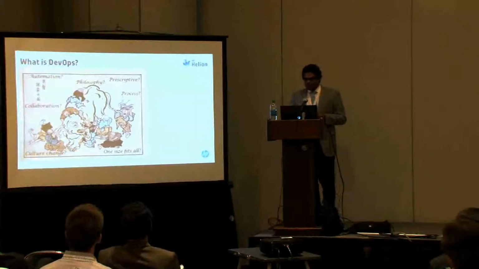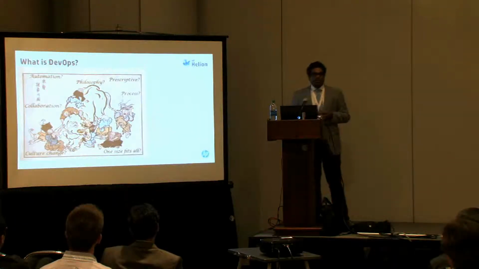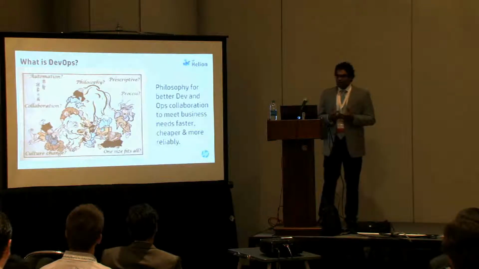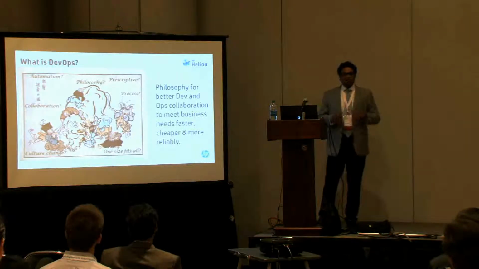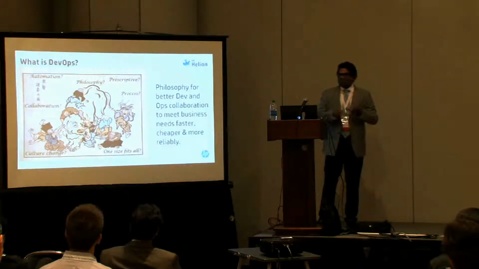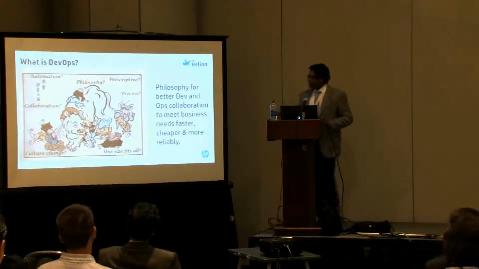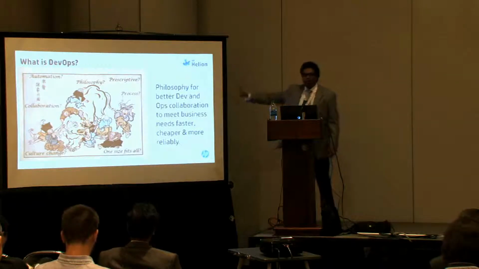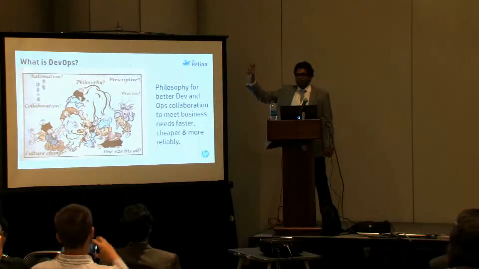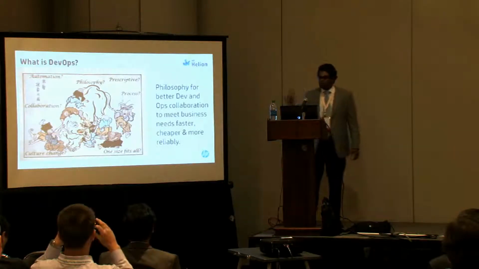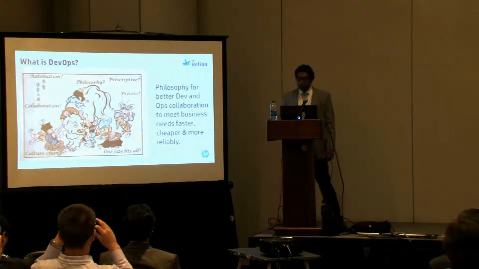And so the short answer is ultimately it is a philosophy for better dev and ops collaboration, so that ultimately business needs can be met faster, cheaper, better. Let's face it, it's as simple as that. So it's all of the above, except that it's not going to be one size fits all. It's not going to be completely prescriptive right now. So I think that's something to absolutely keep in mind as you're looking at DevOps.